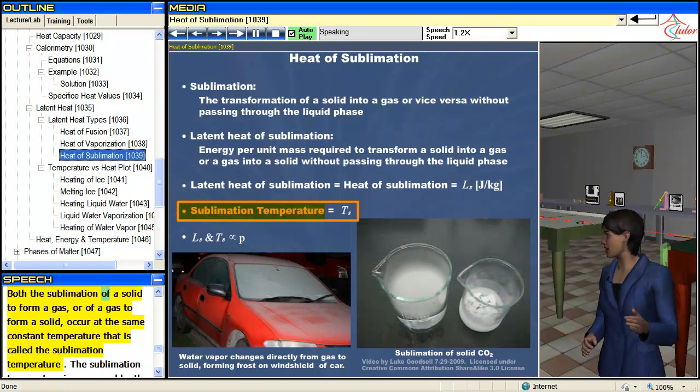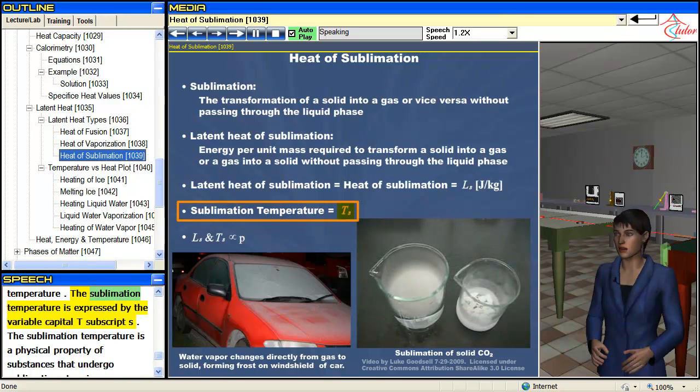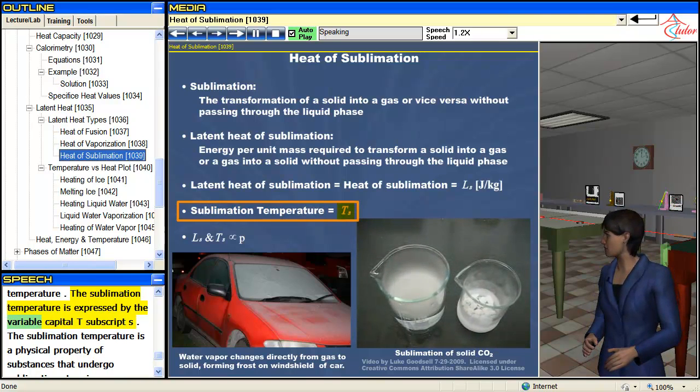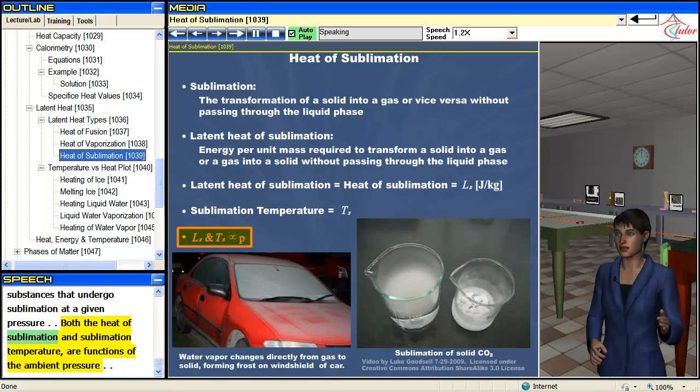Both the sublimation of a solid to form a gas, or of a gas to form a solid, occur at the same constant temperature that is called the sublimation temperature. The sublimation temperature is expressed by the variable capital T subscript S. The sublimation temperature is a physical property of substances that undergo sublimation at a given pressure. Both the heat of sublimation and sublimation temperature are functions of the ambient pressure.